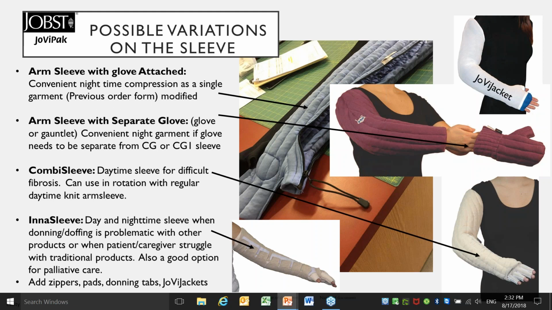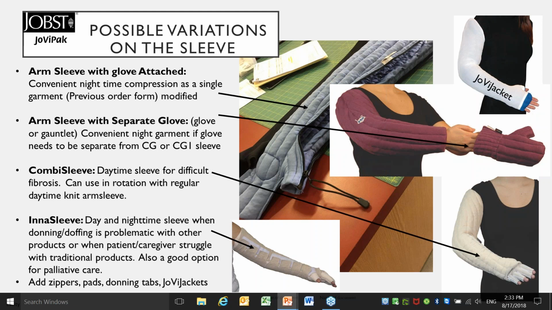And in this case, you can see that we have modified one of these. There's a pad in the palm. There's a zipper completely along the lateral aspect of the garment. And in most cases, we don't put zippers in, but in this case, we needed to. So you can see that these can be highly modified. You can also order a sleeve with a separate glove or a gauntlet. These are convenient nighttime garments if a glove needs to be separated from the main sleeve.